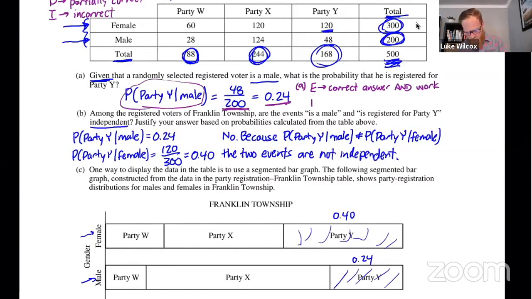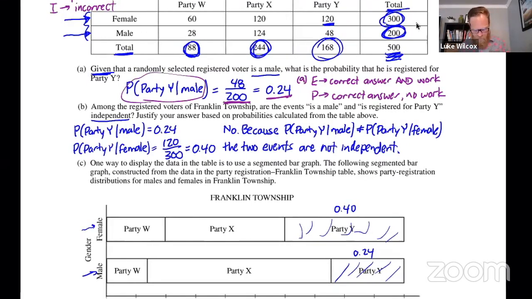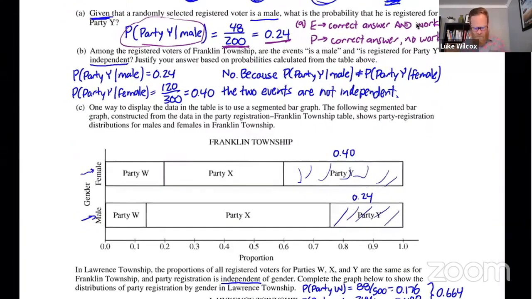Now you could earn a partial credit if you gave a correct answer of 0.24, but you didn't show any work. That would be worth a partial credit. And anything less than that would be an I for incorrect. Okay, let's move down to part B and talk about how this one was graded. So I'm going to write the rubric down here. This is the grading for part B.